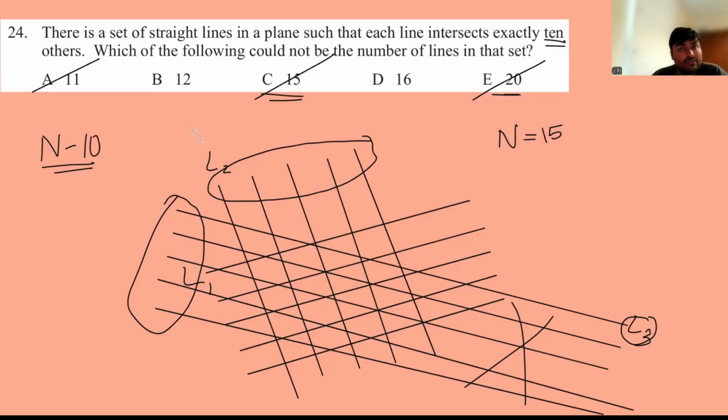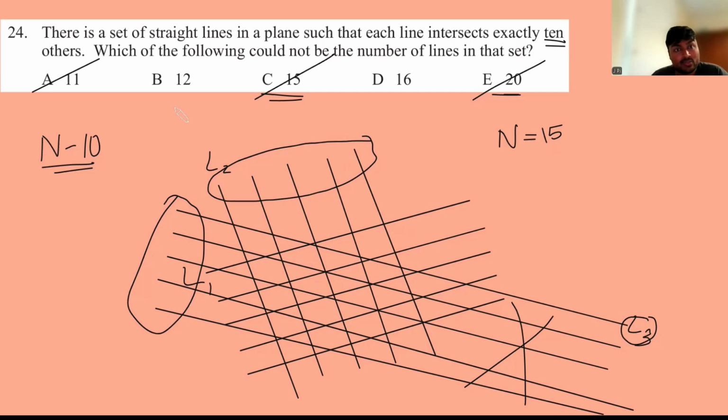So in order for it to be possible for us to draw this up, we need n minus 10, or 15 minus 10, to be a factor of 15. And it is. 15 minus 10 is 5, and 5 is a factor of 15, which means that we can get precisely 3 groups of 5 lines. And this is the logic that we have to apply here.